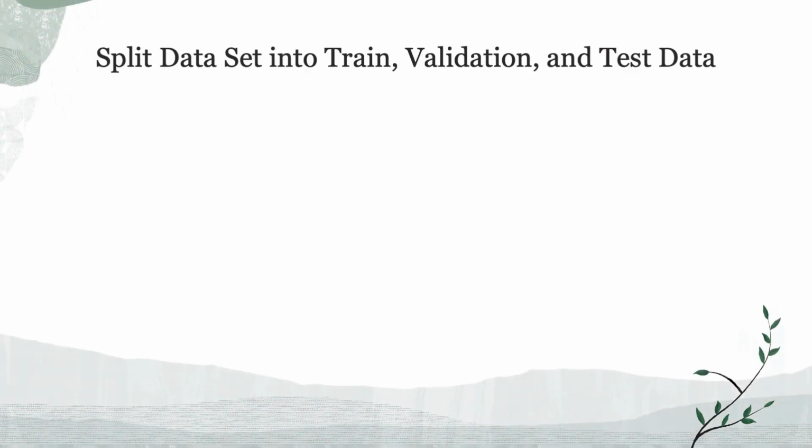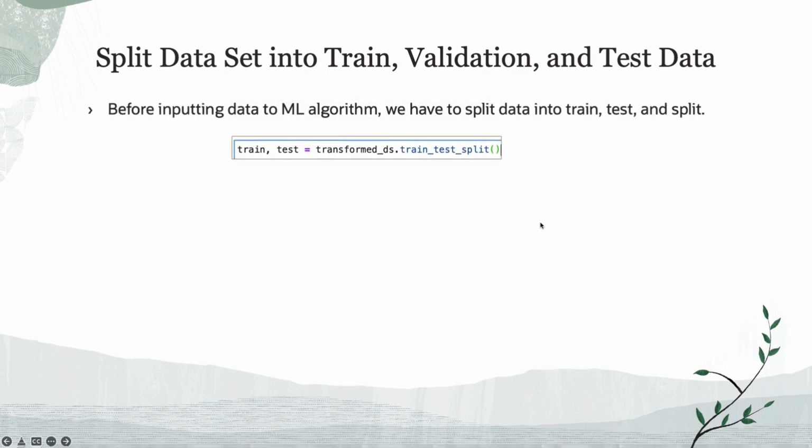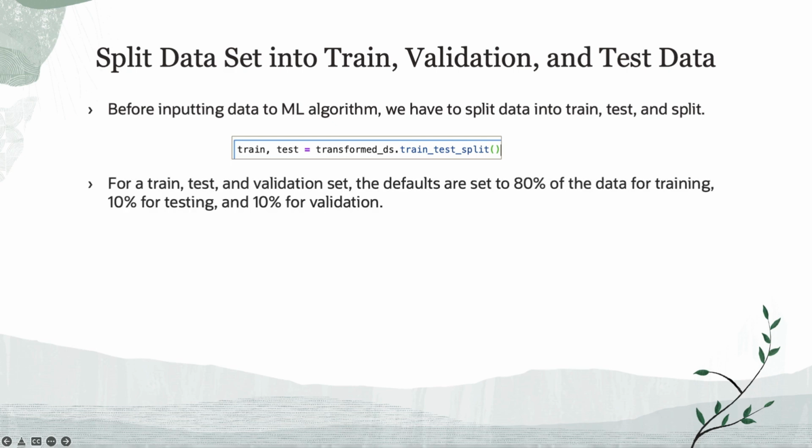Moving on to splitting datasets. Splitting a dataset into train, test, and validation sets is a very crucial step in a machine learning process. We do this to check how well our model generalizes and how the performance will be on an unseen dataset. By default, ADS splits the data to 80% for training, 10% for testing, and 10% for validation. Having a bigger testing and validation set might lead to losing much of the valuable information.